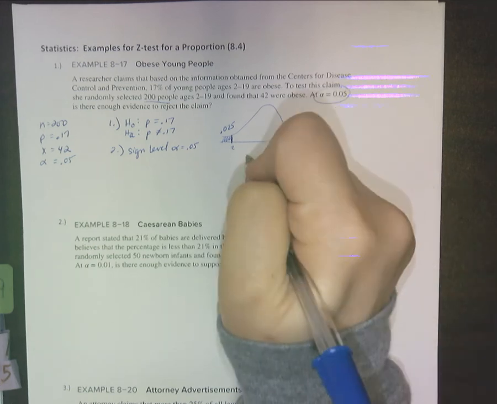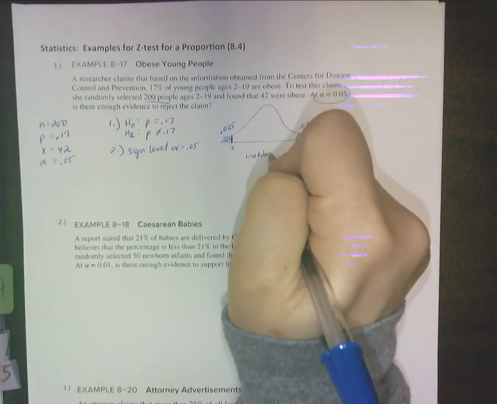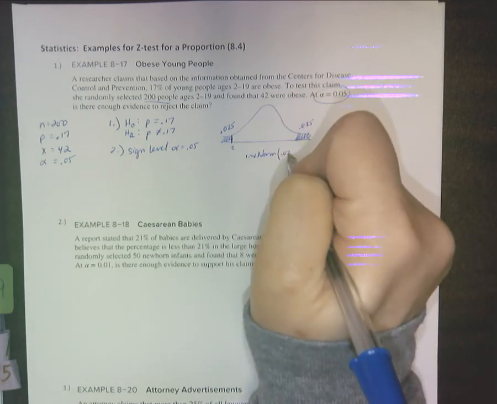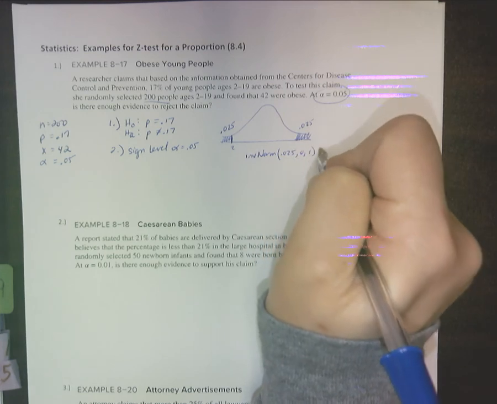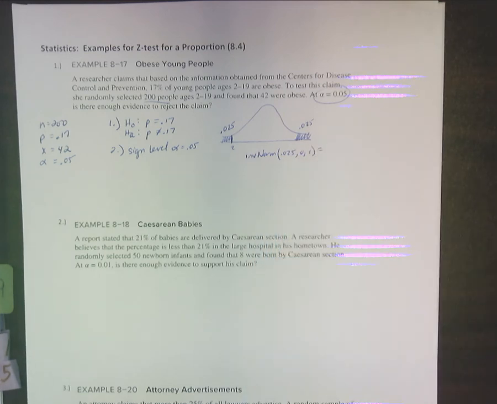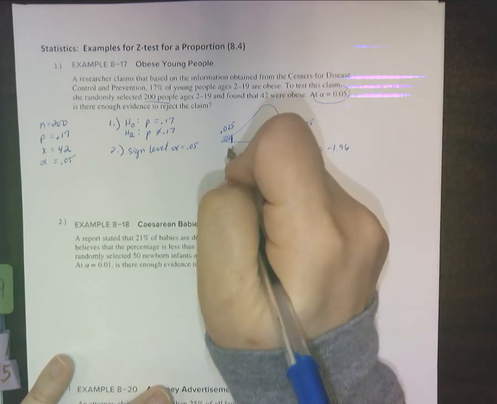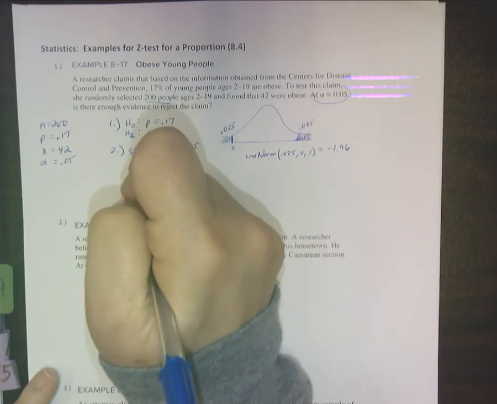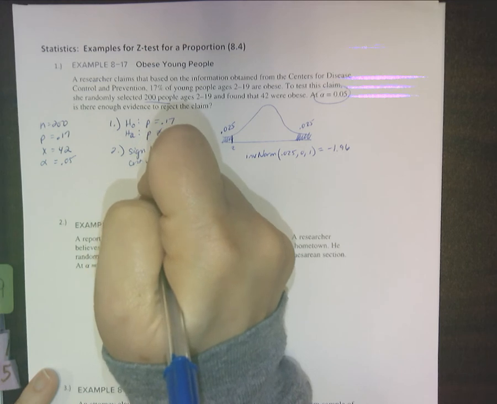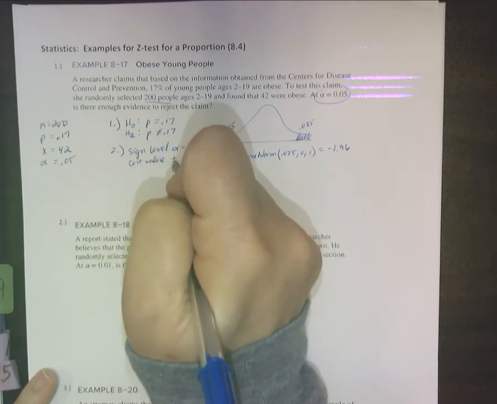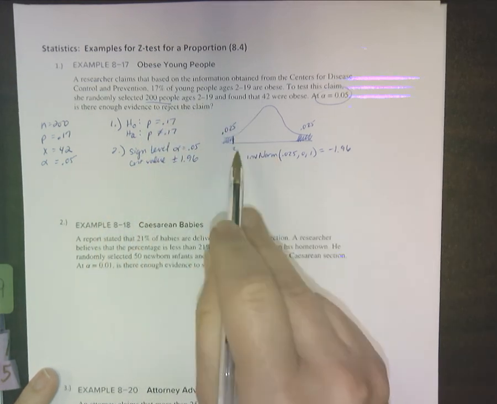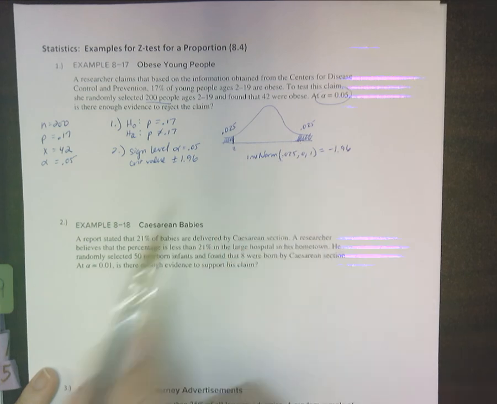That's right, I use inverse norm, and you do 0.025. If you punch that into your calculator, you get about negative 1.96. So this would be negative 1.96. So our critical value is plus or minus 1.96. Negative being here, positive being right there.